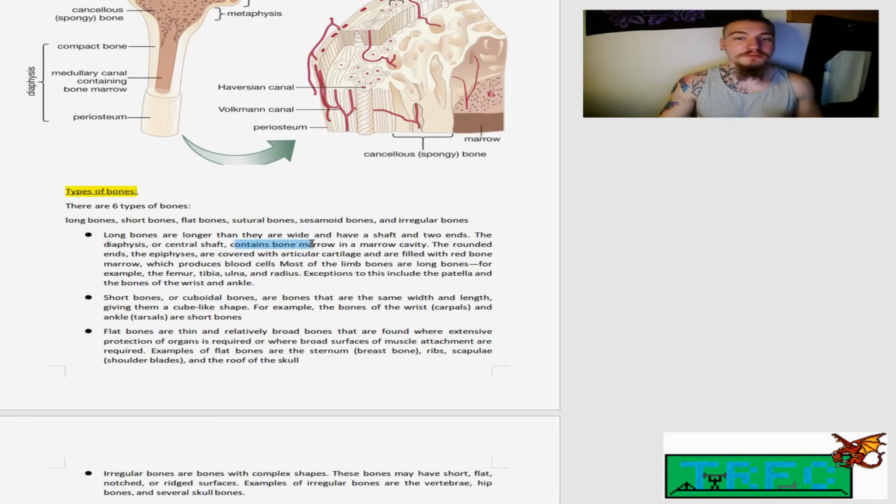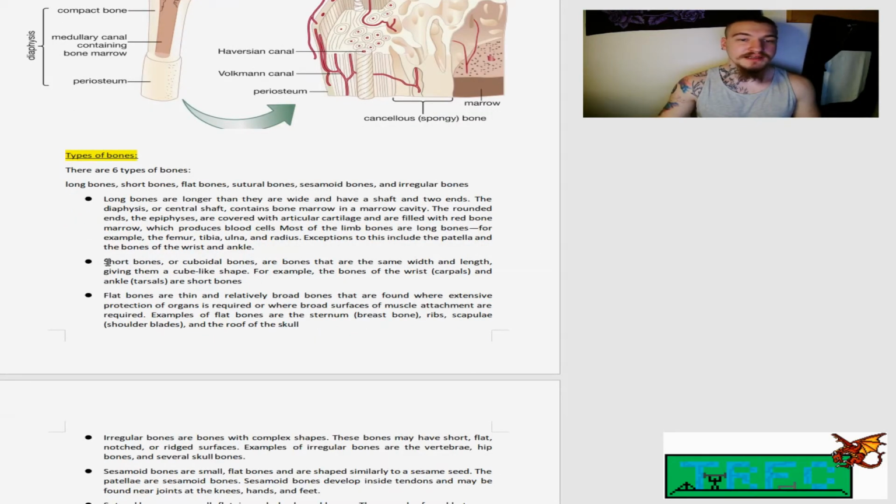Now this is the section of the bone that contains the marrow in the marrow cavities. The rounded ends are called the epiphysis, and they are covered with articular cartilage and are filled with red bone marrow, which produces the red blood cells as mentioned before. Most of the limb bones are long bones, for example the femur, the tibia, the ulna and the radius. Exceptions to this are the patella, which is your kneecap, and a few bones in the wrist and the ankle.